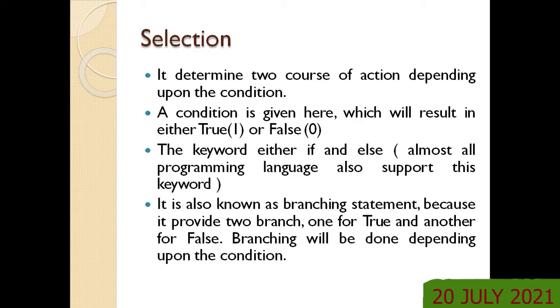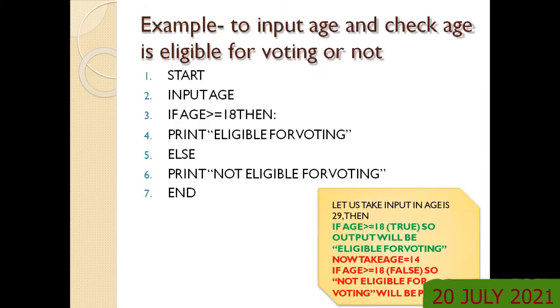Now selection. What is it exactly? It is a condition. Based on the result of the condition, either true or false, we are going to take action. The keywords are if and else. All programming languages use that. It is also called branching, because if it is true, you take one branch, otherwise you go for another branch. If the condition is true, we take one branch; if the condition is false, we go for else in the other. Branching will be done depending upon the condition.